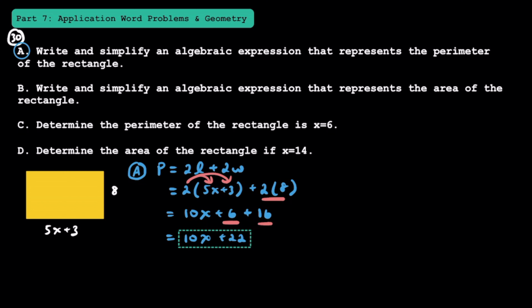Hopefully it makes sense why we have 2 of the 5x plus 3's, because we have it on the bottom as well as the top, and hopefully it makes sense we have 2 of the 8's because we have an 8 on the left and an 8 on the right.